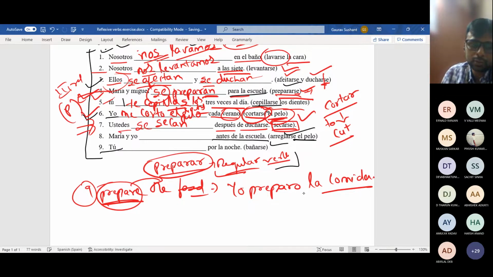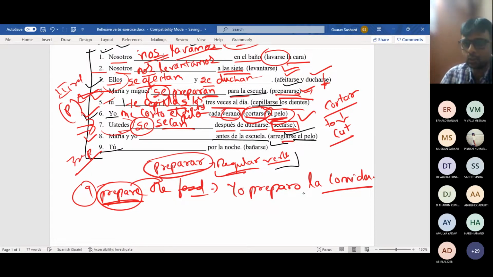The conjugation is not so difficult. The subject is third person plural. So we are making secar as secan, and the reflexive pronoun se will remain as se, being a third person plural subject.